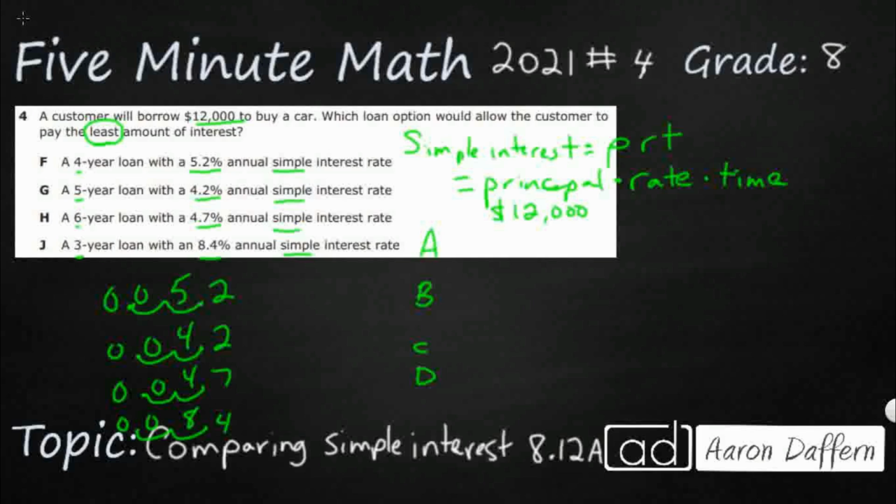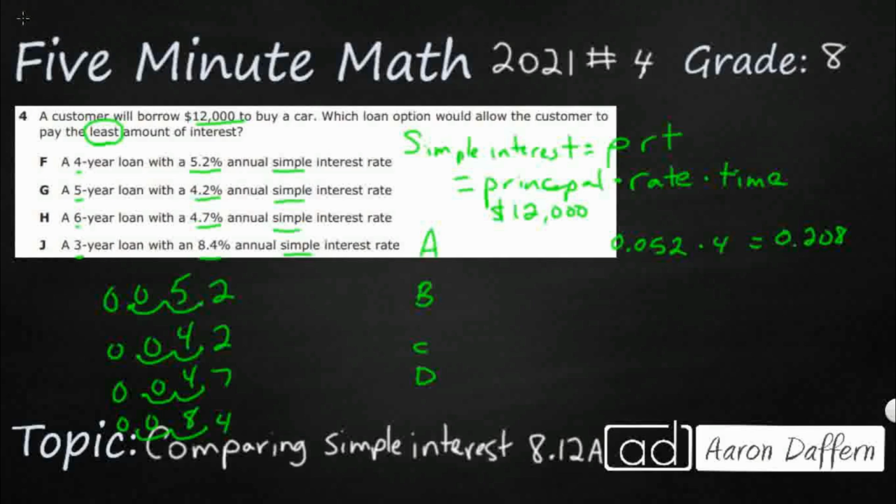And so let's take a look at this A. If we wanted to, we can multiply by 12,000. But I just want to see which of these has the lowest rate times the time. So my rate is 0.052. That's my 5.2%. Multiplied by 4 years. So if you want, you can go ahead and grab your calculator. And that is going to equal 0.208. We don't know if that's good or bad until we look at the other ones.